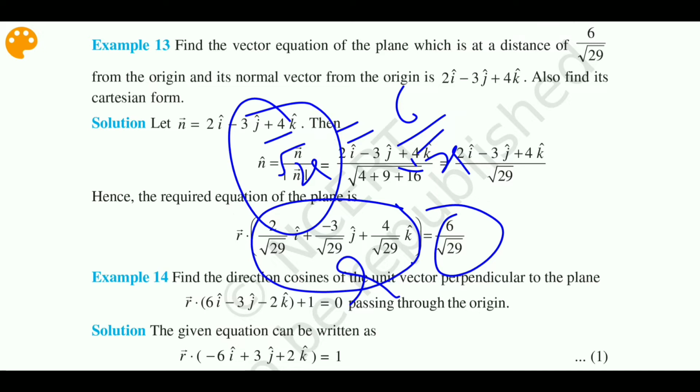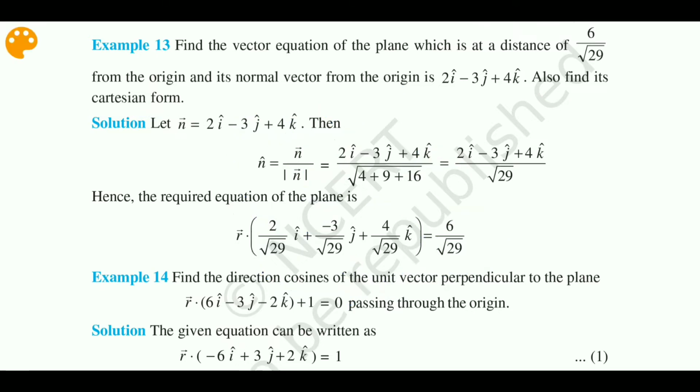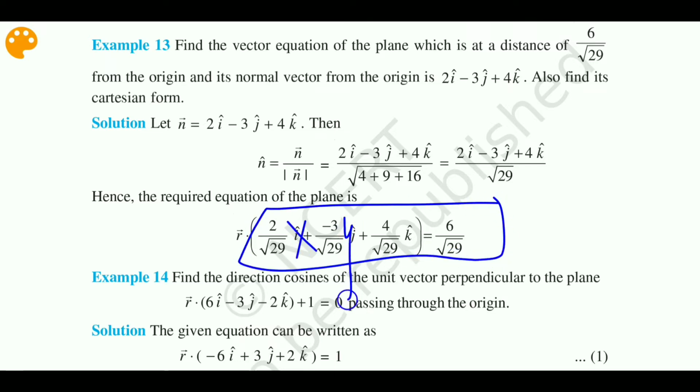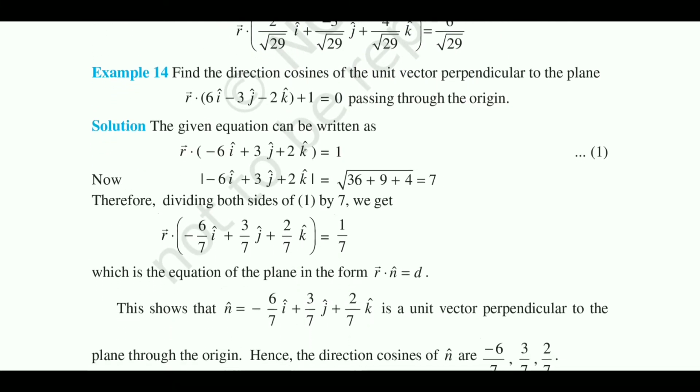If we are also required to calculate the Cartesian form of this equation, it is given by simply writing 2x minus 3y plus 4z equals 6 by root 29, or 6 in the other form. Just write x, y, z in place of the components and put the equation in x, y, z terms. This will give us the Cartesian form. I think this question is clear to you.